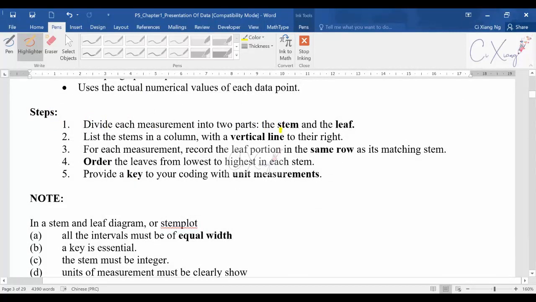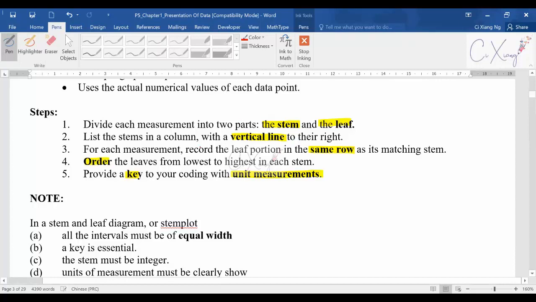To draw the stem and leaf diagram, there are two parts of the graph. The left-hand side will be the stem and the right-hand side will be the leaf. List the stem in a column with a vertical line to their right. After that, for each measurement, record the leaf portion in the same row as its matching stem. Order the leaves, and also you need to provide the key according to your coding with unit measurement.